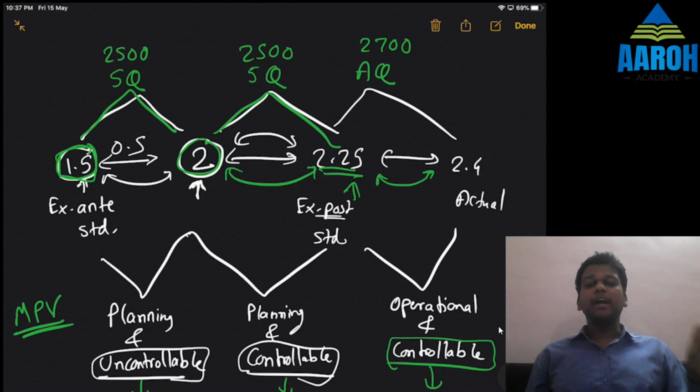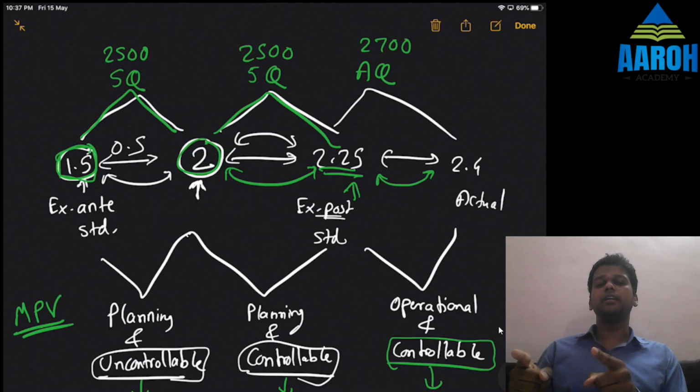This planning part might be controllable or uncontrollable, like in this question. In other questions, generally you won't find this 2 rupees information. There will be just ex ante, ex post and actual. But in this question specifically, the planning part we can divide in two parts: controllable and uncontrollable. And this operational part, that also we can calculate separately.